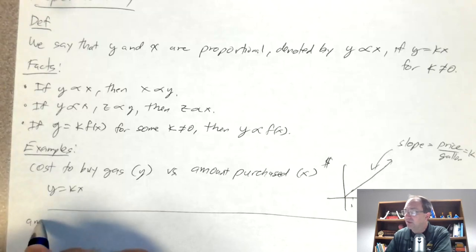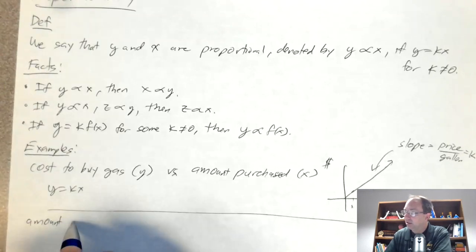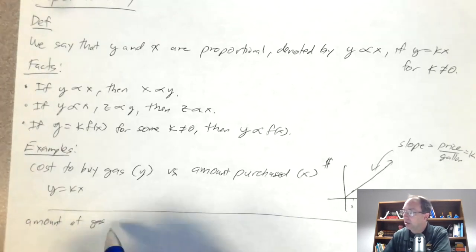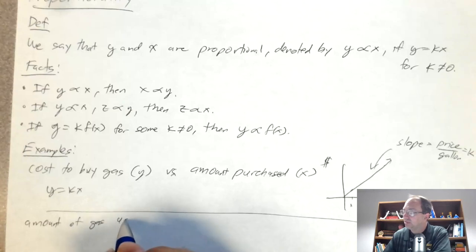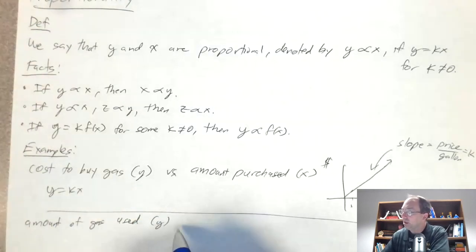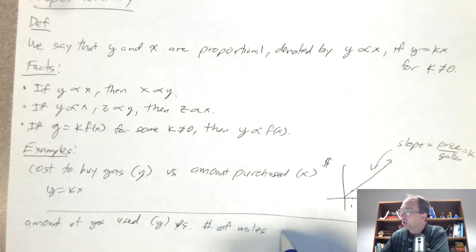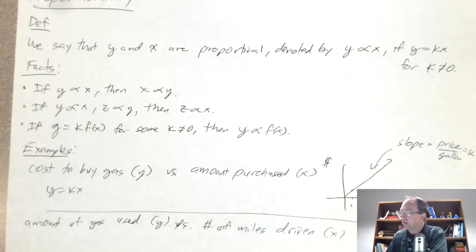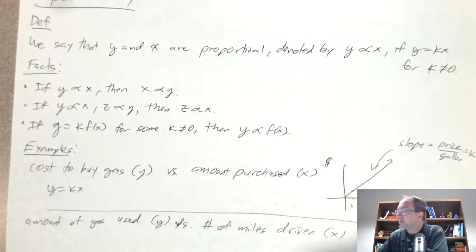So an example of that might be the amount of gas used. So that'll be our y in this case, versus number of miles driven. And that'll be x. All right, and maybe this is, say, in a month. Could be in a day, in a month, in a year.